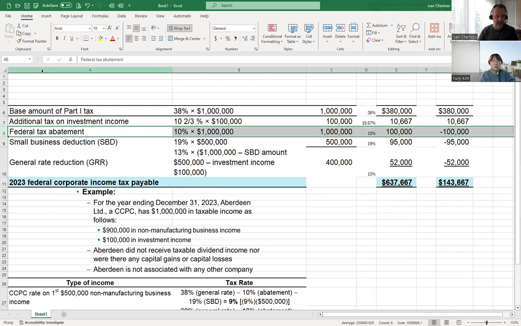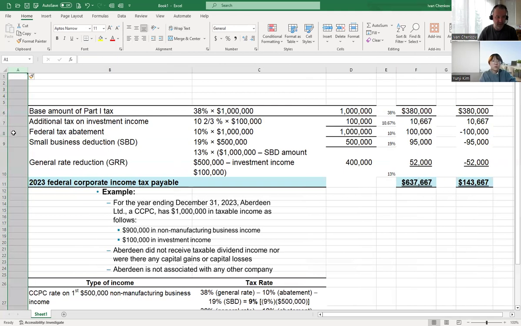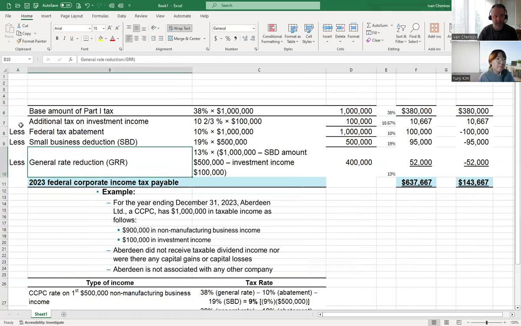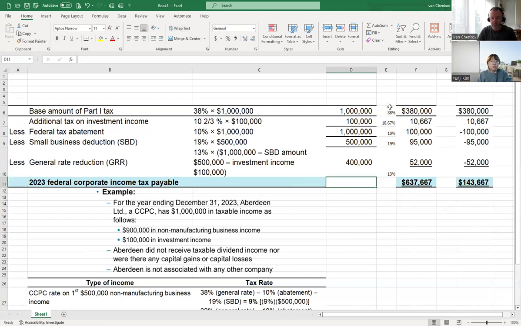Now what we have to do is put something more interesting here, that will be less federal tax abatement, right? If we have to be technically correct, that will be less small business deductions and less general rate reduction. Now it's going to make more sense, the entire scenario. And now we know which one is the right one.